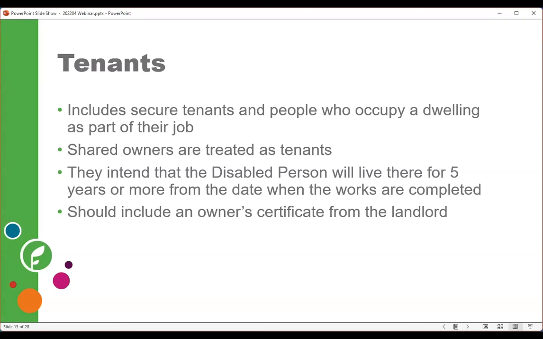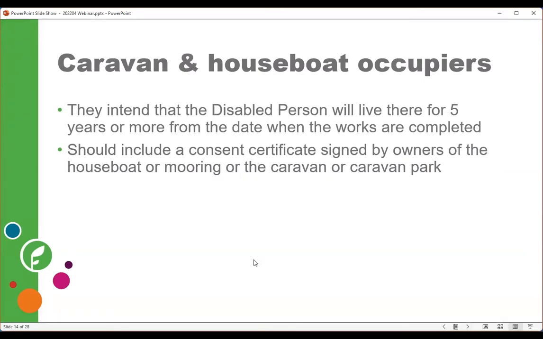Again, there has to be an intention that the disabled person will live there for 5 years or more from when the works are completed. And it should include an owner's certificate of the landlord, also saying that they intend for the disabled person to stay there for 5 years or more. And then your caravan and houseboat occupiers, again, there has to be the intention that they will stay there for 5 years or more. And there's also a consent certificate to be signed by the owners of the houseboat mooring or the owners of the caravan or caravan park.